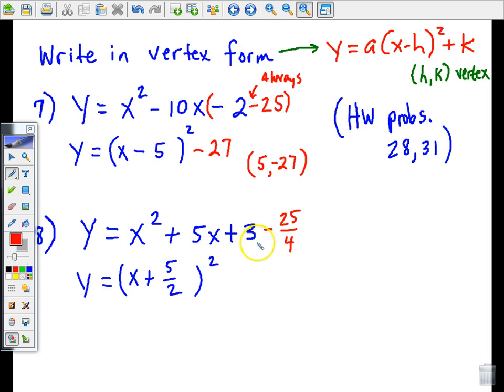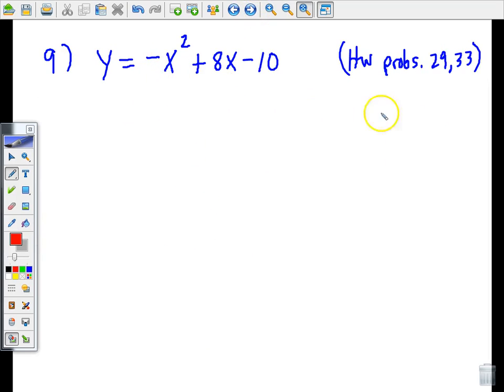All right. So remember, 3 is the same thing as 12/4. And if you take 12/4 and you subtract 25/4, that's -13/4. So that's our vertex form. So our vertex is -5/2, -13/4.